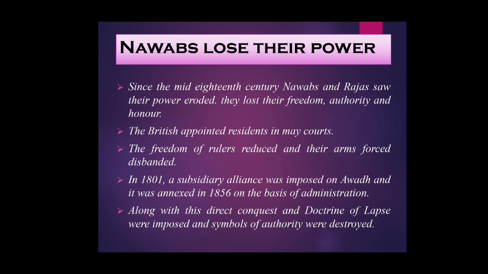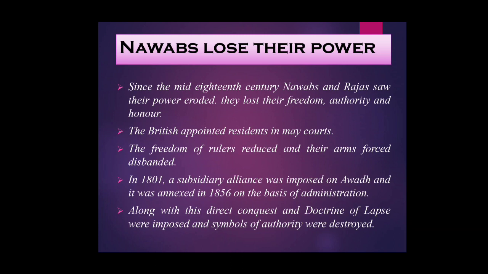In 1801, a subsidiary alliance was imposed on Awadh, which was one of the initial political formations. If you remember the 7th class, last chapter of history, we learned there were three independent kingdoms in the 18th century after the Mughals' decline, out of which Awadh was one of them. So it was annexed in 1856 on the basis of administration.